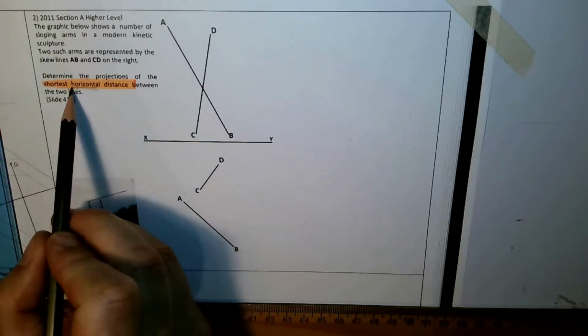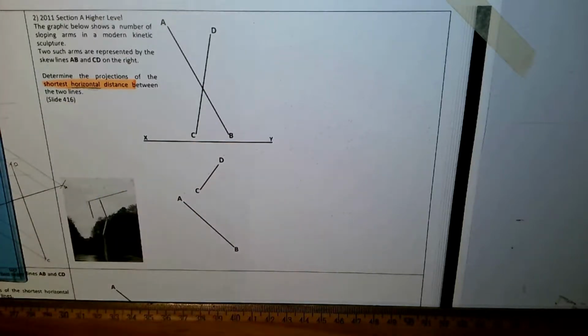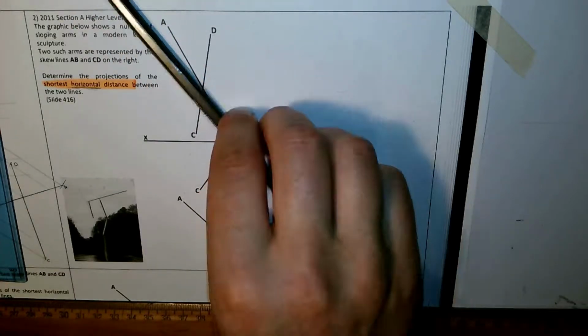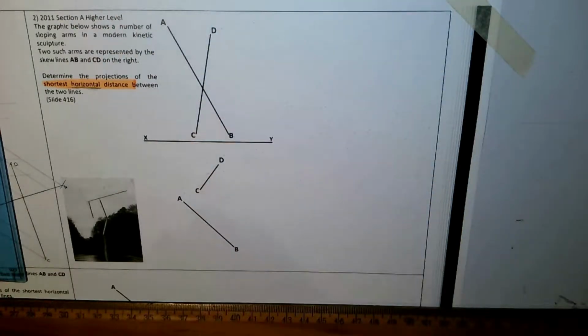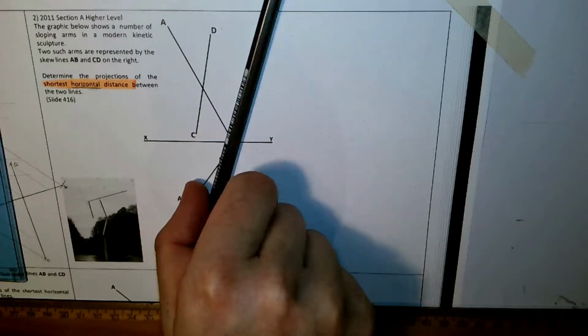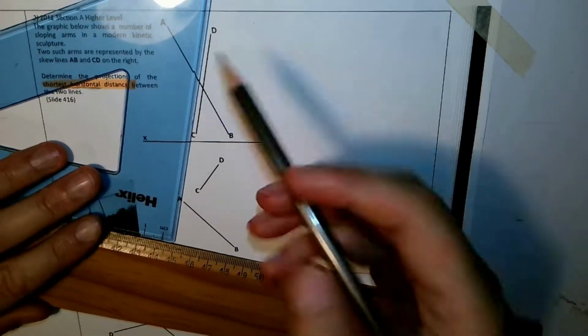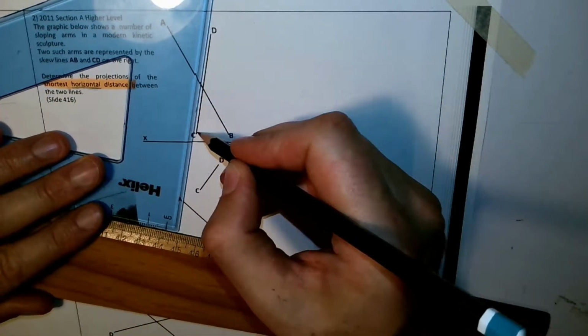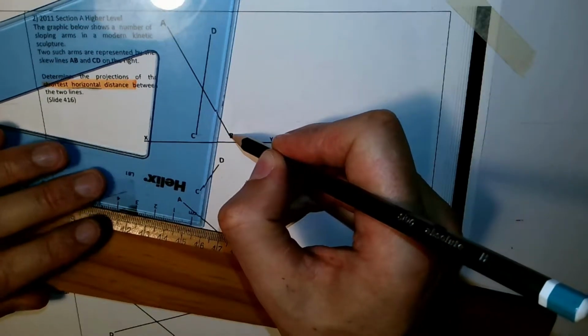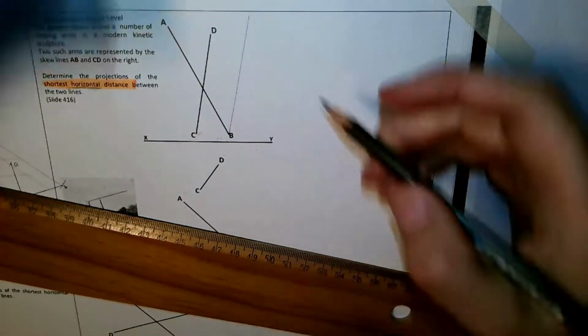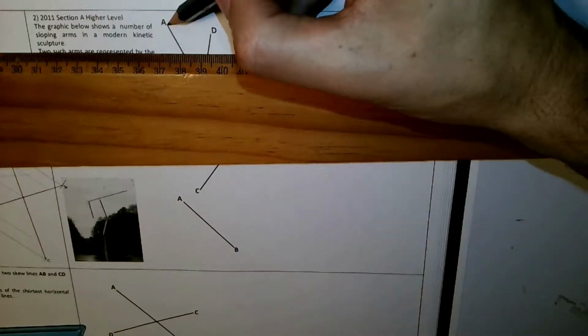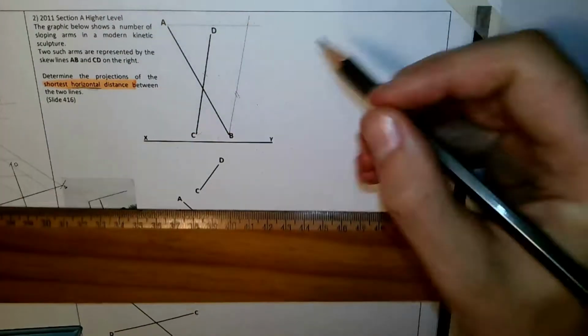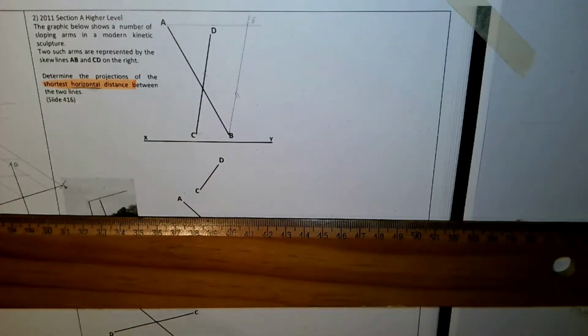So with skew lines, what we're going to do as usual is create one of the lines parallel to the other line, and we're going to do that by creating a plane. So the plane that we're going to create is going to have one line parallel to the other skew line. So in this case, I've drawn a line which is parallel to CD, and I've drawn it from B. So I'm going to label that point E.